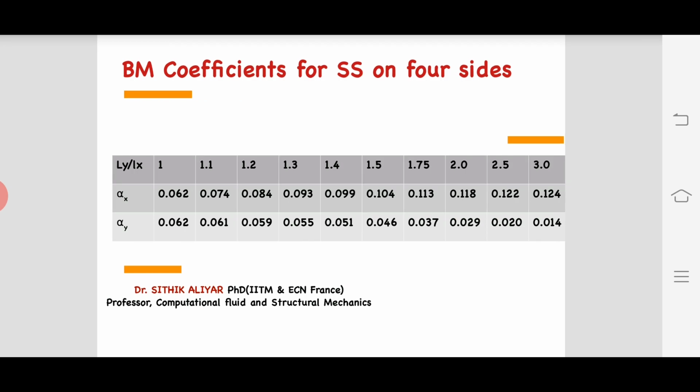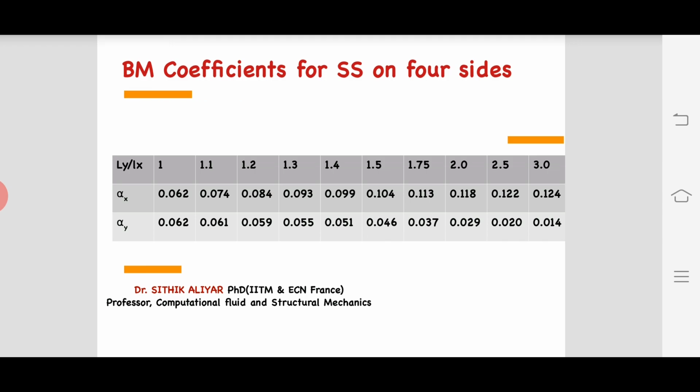For different span length ratios, this table I have taken from IS 456, in the annexure, design for a slab. This table is for bending moment coefficients for simply supported slabs on four sides. Based on the span length ratio, ly by lx, if your ratio is exactly 1, a square slab, alpha x and alpha y value is 0.062.